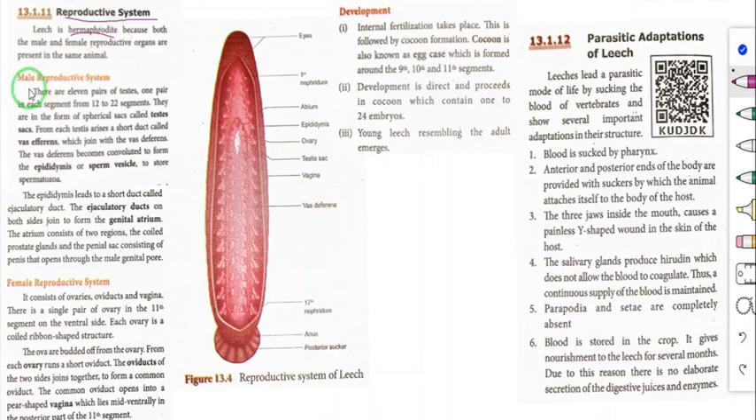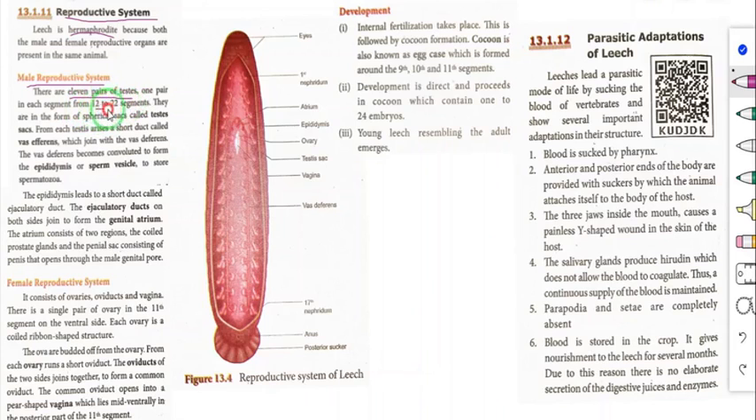First, let's see the male reproductive system. There are 11 pairs of testes, one pair in each segment from 12 to 22 segments. So how many pairs of testes are present? 11 pairs of testes are present, one pair in each segment from 12 to 22.